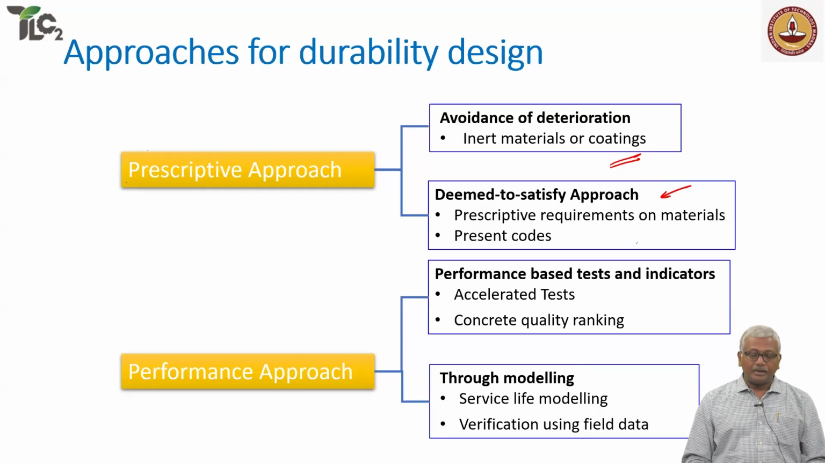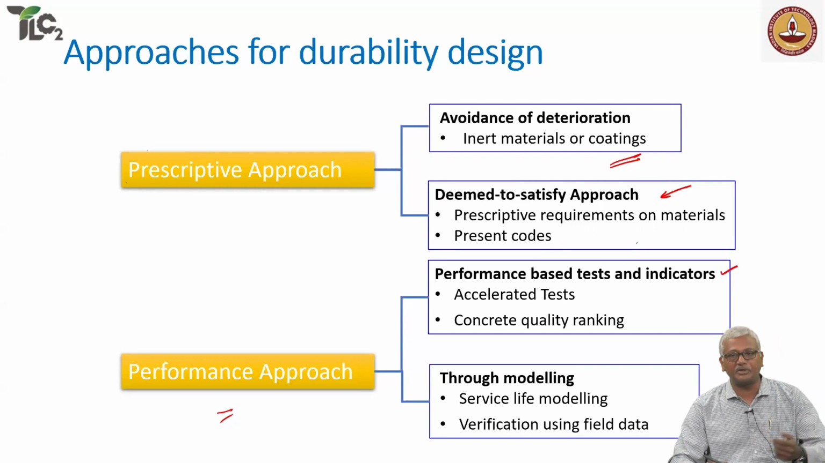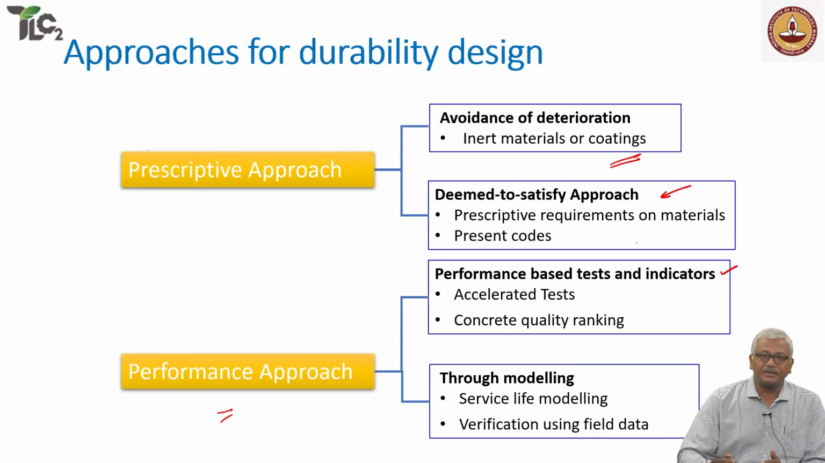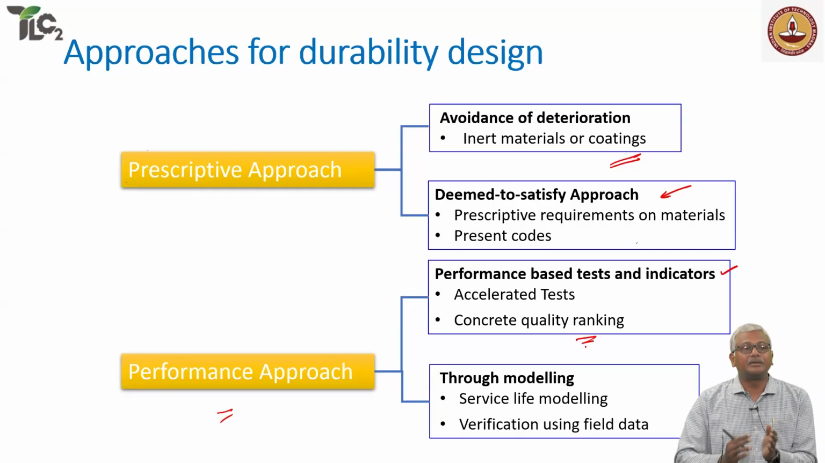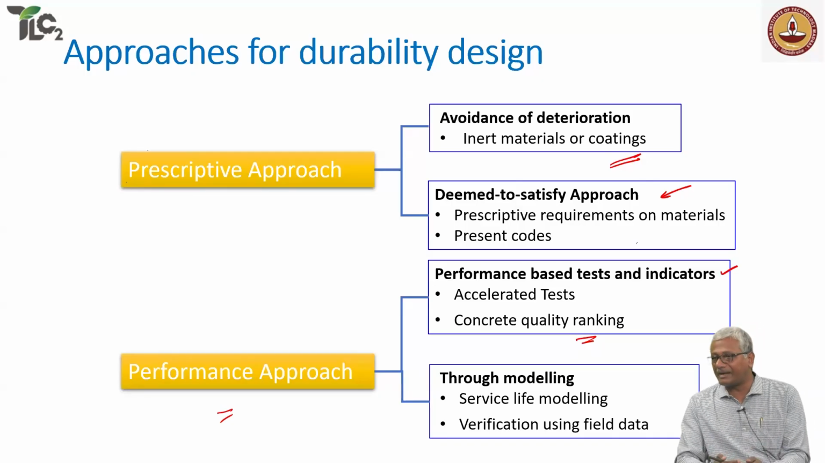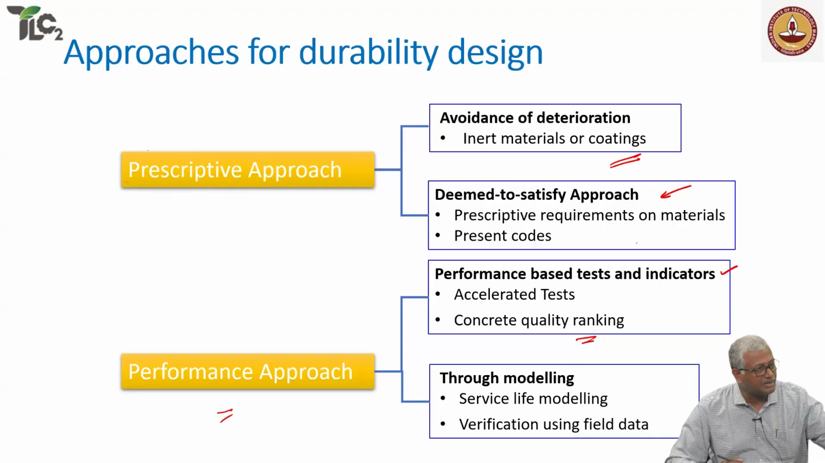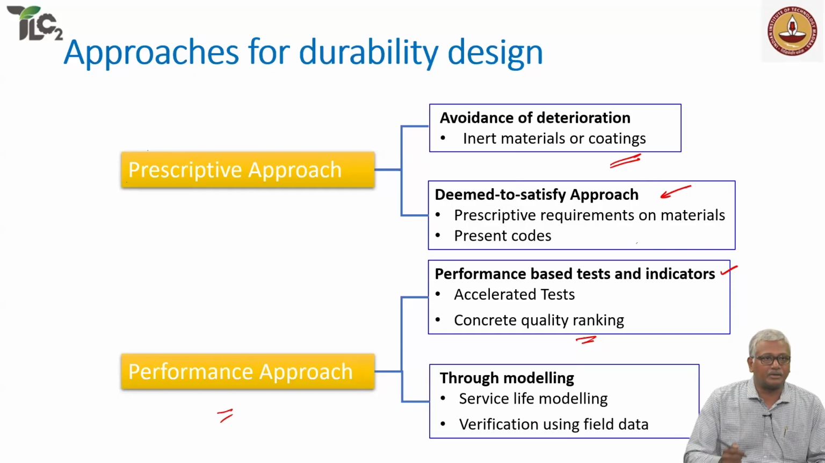in the long term. Now, the other approach is the performance approach, where you have the performance-based tests and indicators. For instance, this RCPT, WPT, and all that, those are indicators of concrete durability, and they help us in selecting the material based on a concrete quality ranking that we can do at the time of mix design. I choose different ingredients for the concrete, I design it and test these durability values like water penetration, chloride penetration, and so on, and then select my material according to that, right?